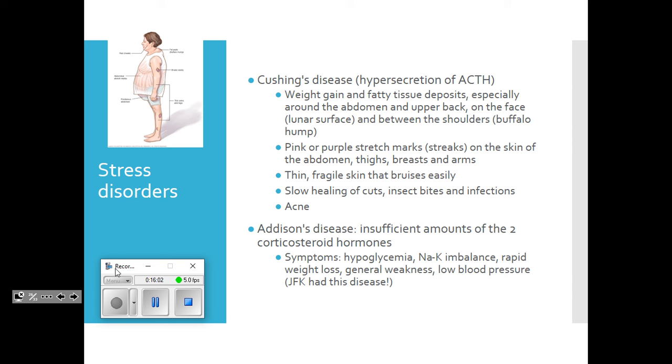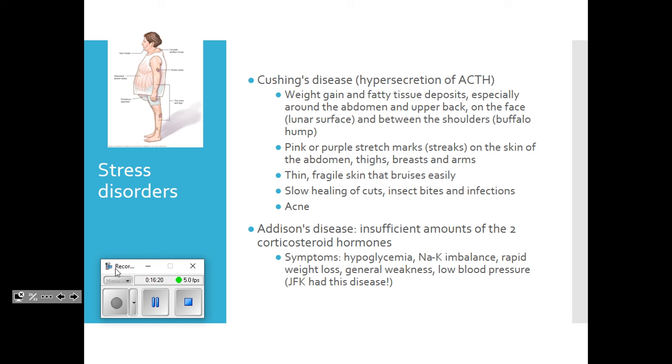Sodium-potassium imbalance. You might say, hey, we just talked about sodium and potassium. Yeah, you did. Nervous system. We have an imbalance of sodium and potassium. That can cause huge impacts on your nervous system. Rapid weight loss, general weakness, and low blood pressure.